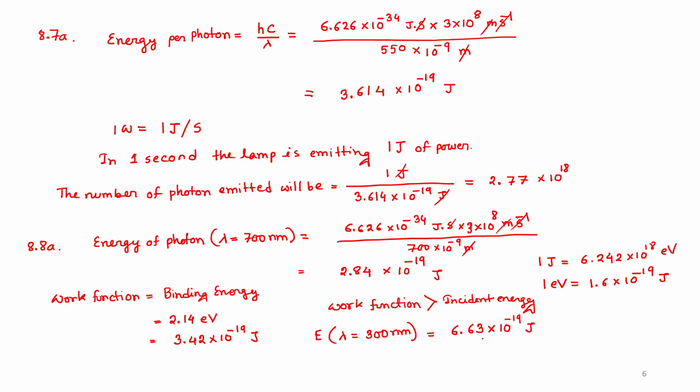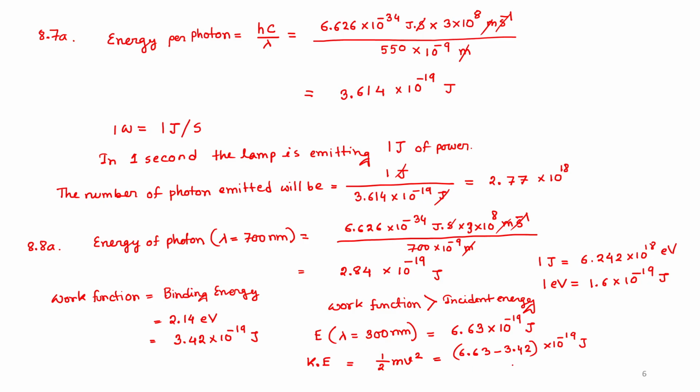So here obviously your incident energy is more than that of the work function. So your electron will be ejected. For each photon, only one electron will get ejected. So your half mv square is the kinetic energy of that electron. Kinetic energy of electron, as you know, is 6.63 minus 3.42 into 10 to the power minus 19 joules, right?